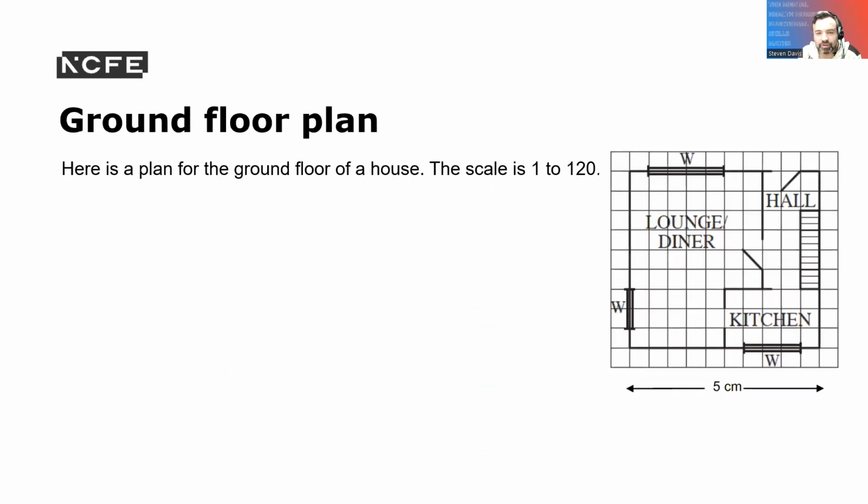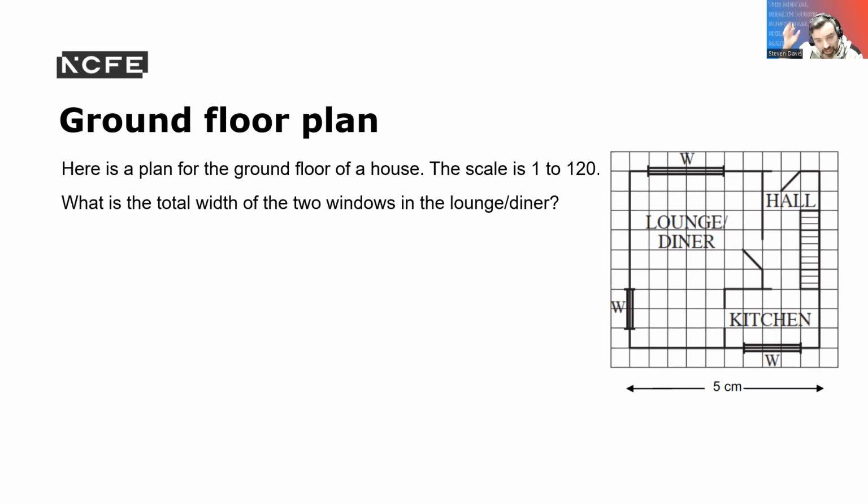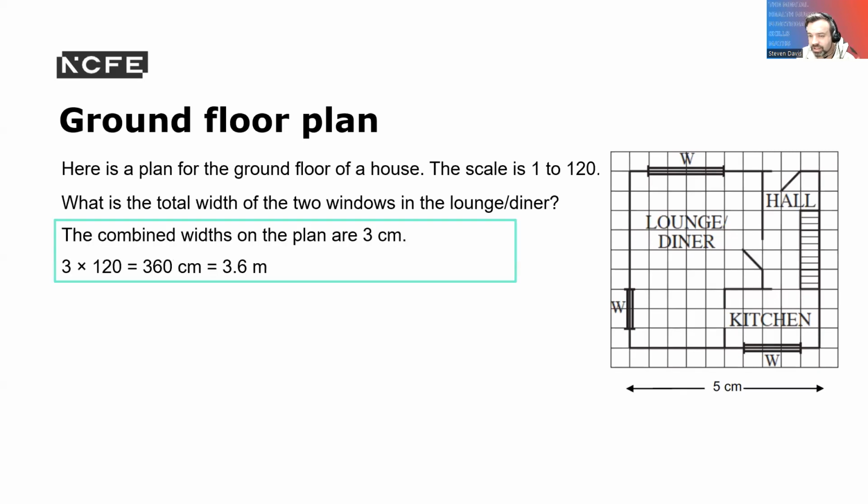So if we look at a ground floor plan, here's the plan of the ground floor for a house. The scale is 1 to 120. The total width of the two windows in the lounge and the diner is 5 centimeters on the scale. To combine the width on the plan, you need to know that there are 3 centimeters there. You're going to times 3 by 120 equals 360 centimeters, and then that converts to 3.6 meters.